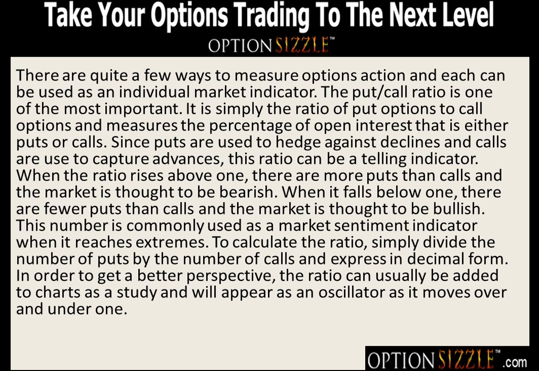When the ratio rises above 1, there are more puts than calls and the market is thought to be bearish. When it falls below 1, there are fewer puts than calls and the market is thought to be bullish. This number is commonly used as a market sentiment indicator when it reaches extremes. To calculate the ratio, simply divide the number of puts by the number of calls and express it in decimal form. In order to get a better perspective, the ratio can usually be added to charts as a study. It will appear as an oscillator and moves over and under 1.